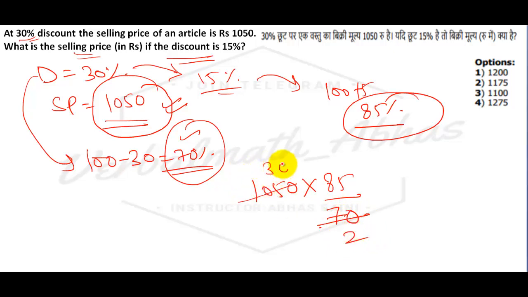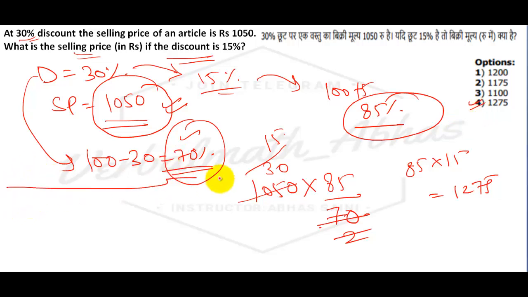Now if you calculate this, you can cut these two by 35: 35 into 2 is 70, and 35 into 3 is 105. So here it is 30, and again 15. So the last digit will be 5 into 5. Just multiply 85 and 15, you will get 1275. This is your answer.